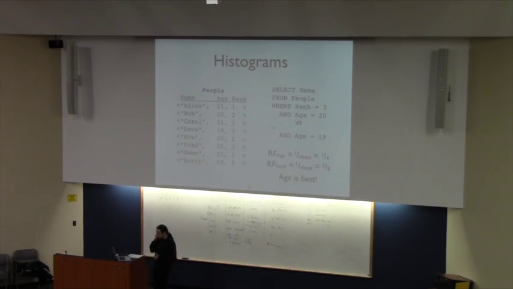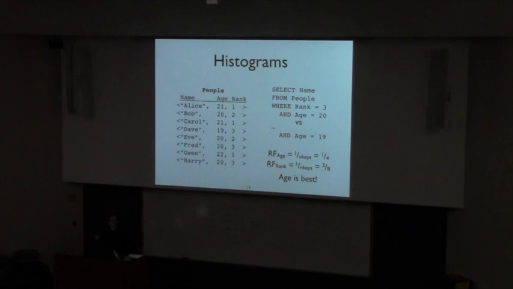Let me give you a quick example of this. I have a data set. Oh, here. There we go. I have a quick example of this. So I've got a bunch of people here. And if I make a uniform assumption on the distribution, I've got this query over here where I'm selecting based on both rank and age.